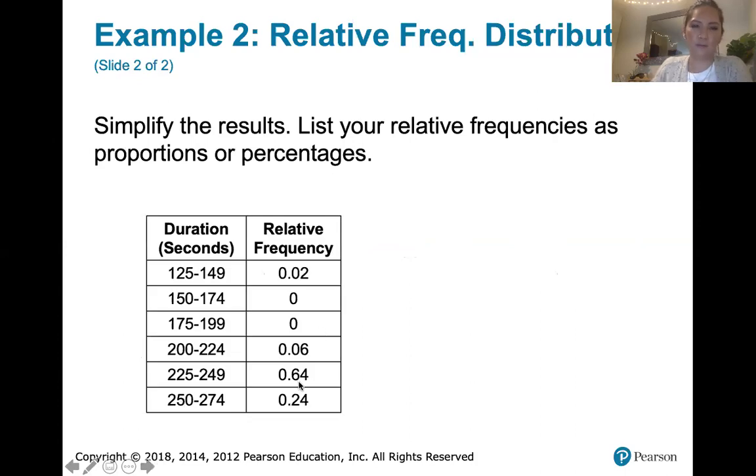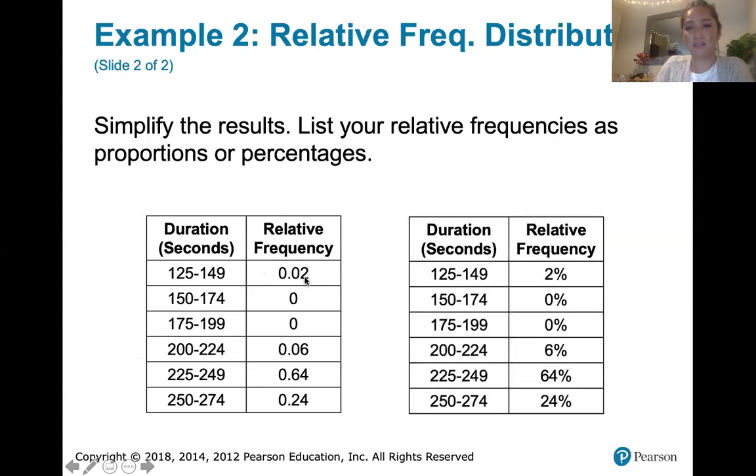We would write it in this form. Or if we wanted these to be percentages rather than proportions, we could multiply each of these numbers by 100%, and 0.02 times 100 is going to give us 2%. Remember, if you're taking a decimal and trying to convert to a percentage, you just move that decimal point to the right 2 units. That's the same as multiplying by 100. So this 0.02 is 2%. Of course, that's 0% and 0%. This is 6%. This is 64%, and this last one is 24%.